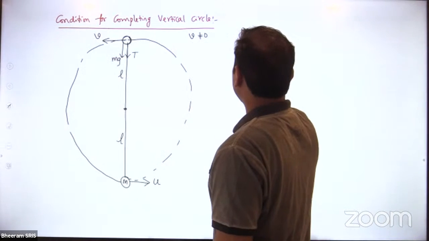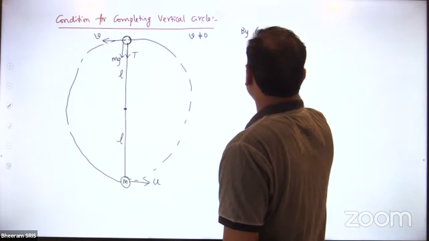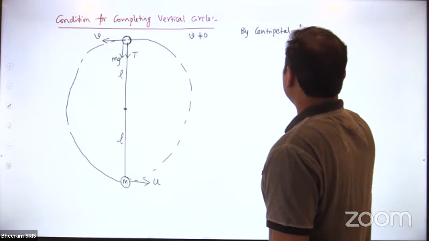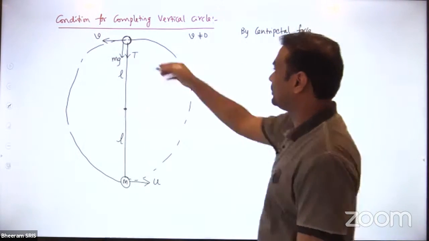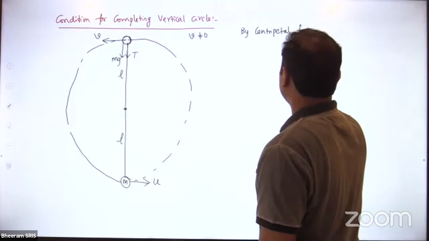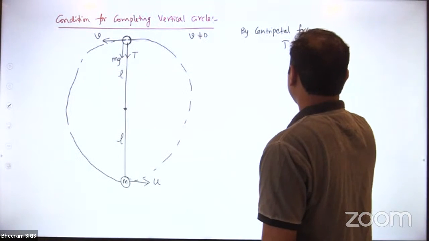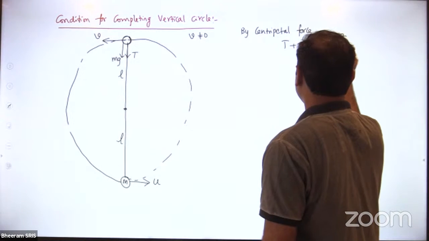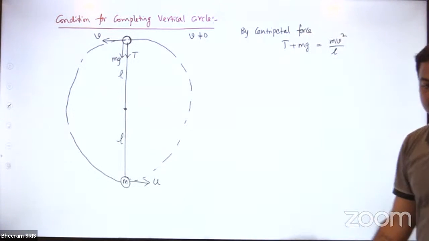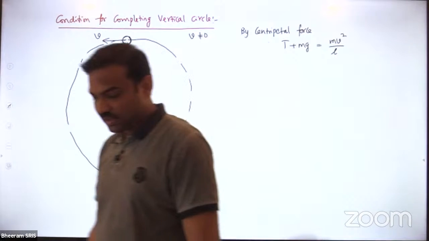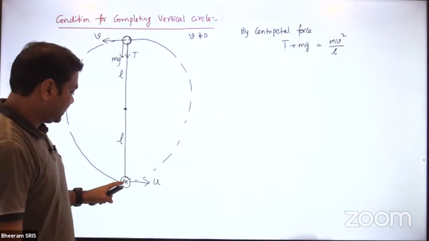By the centripetal force idea, what can I write down? The total force acting towards the center, T plus mg, should be equal to mv square by, what is the radius? The radius is L. That is the tension. Now tell me what happens to the velocity.